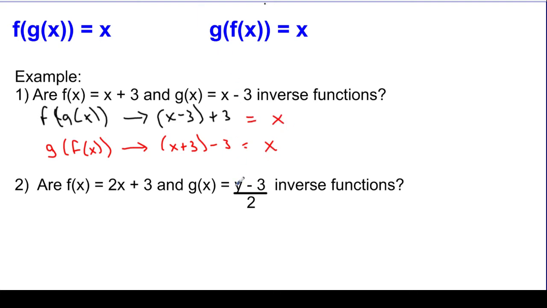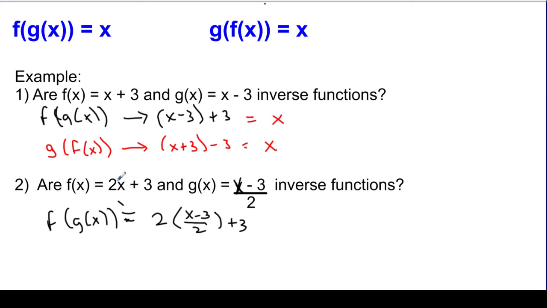Okay, so here's a slightly more complex example. I'm going to make one quick adjustment. This is supposed to be an x here, not a y. So what we're going to do is the same thing. We're going to check f of g of x. Again, what that means is that I'm going to take the g function, which is x minus 3 over 2, and put it right there in the f function, in for the variable. So here's what it looks like: 2 times x minus 3 over 2, plus 3. So we can again see the same thing happening.